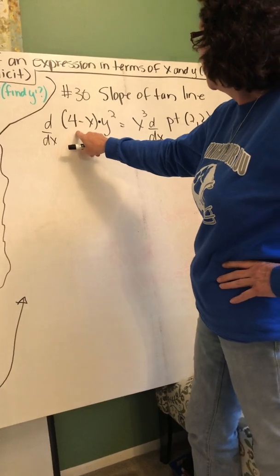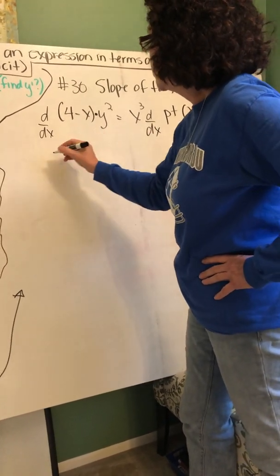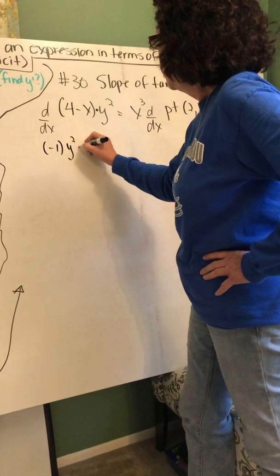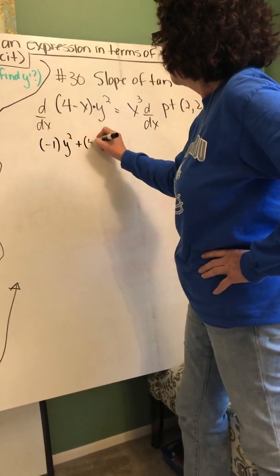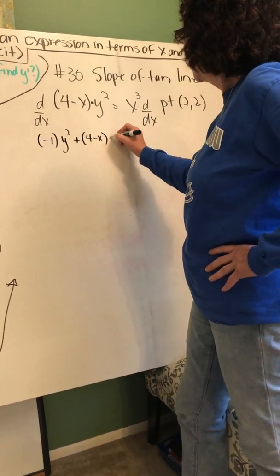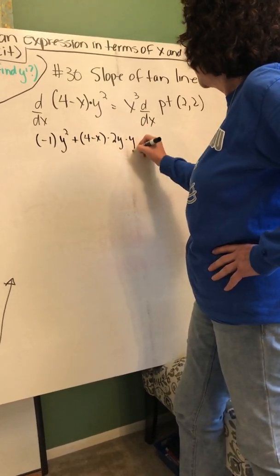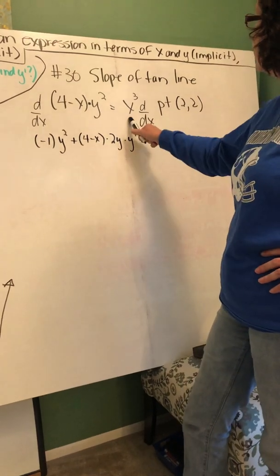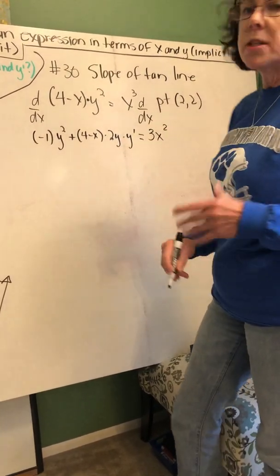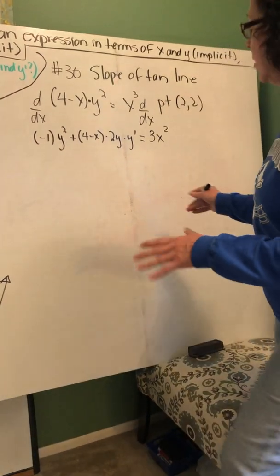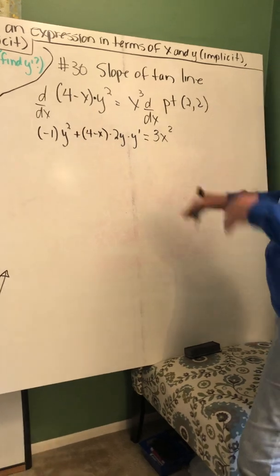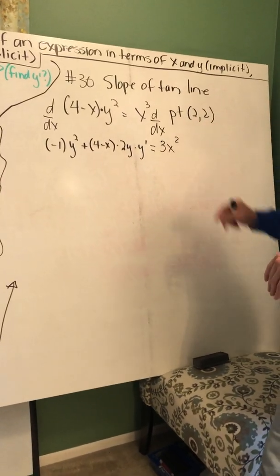Going to take the derivative of 4 minus x, which is a negative 1. Going to keep my y squared, plus going to keep my 4 minus x squared, and multiply it by the derivative of y squared, which is 2y times y prime. The derivative of x cubed is 3x squared. Now, at this point, you're tempted to keep the y primes on the left, get everything else to the right, and solve for y prime, and then pop in the point 2, 2.